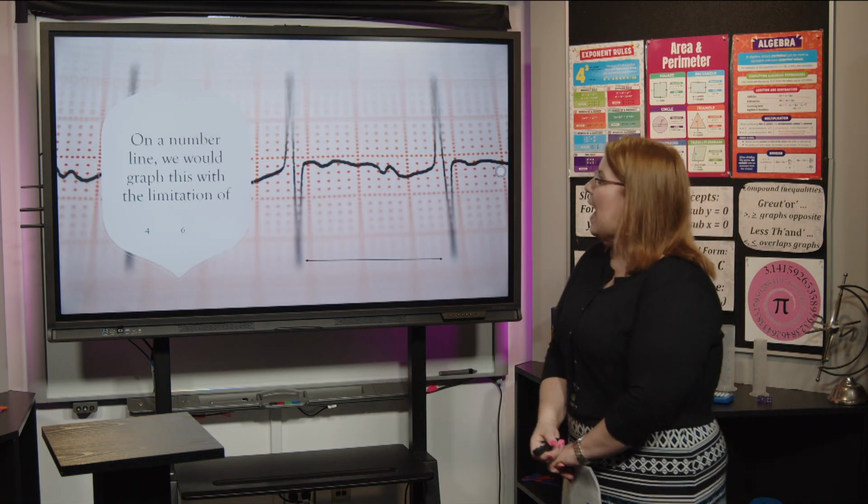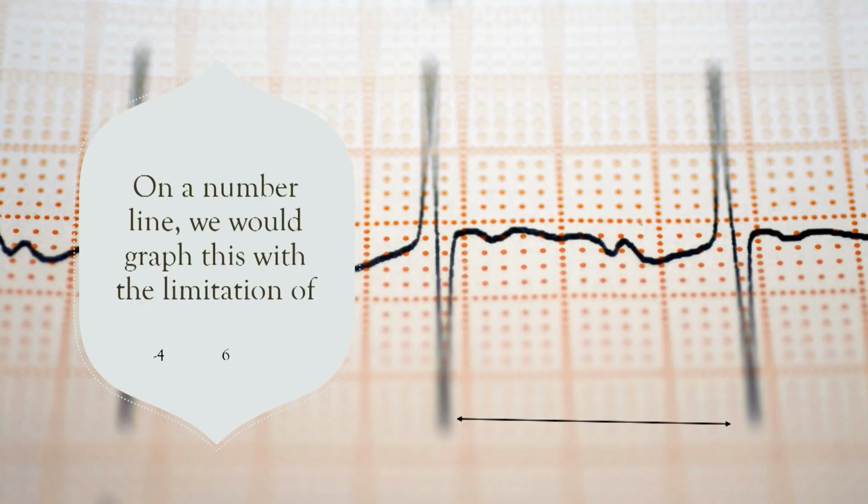So on a number line, we would graph this with the limitations of -4 and 6. So let's go ahead and look at that. I'm going to put my 0 so I can see where both of them compare. I have -4 and 6. Now, what we're having to use is -4 is less than x, which is less than or equal to 6. So I have an open circle at -4, but I have a closed circle at 6.